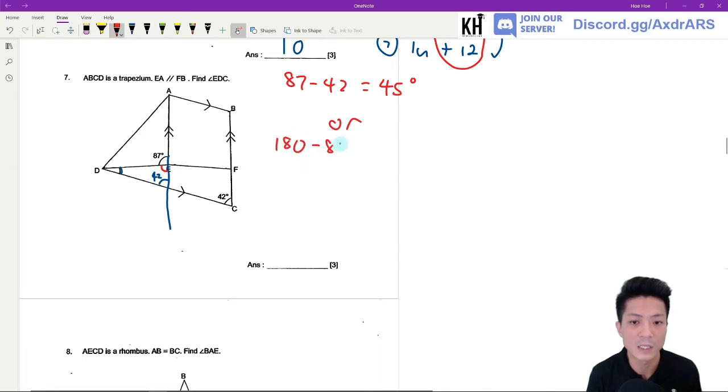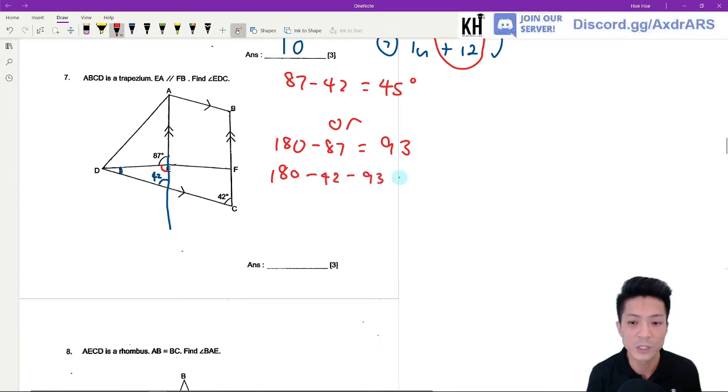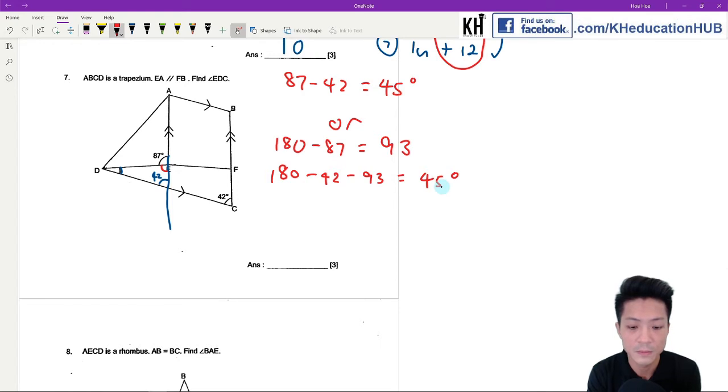180 minus 87 first, which will give me 93. And then after that, looking at this triangle over here, 180 minus 42 minus 93, it will also give you 45. Let me just double check. Yep. So the answer is 45 degrees.